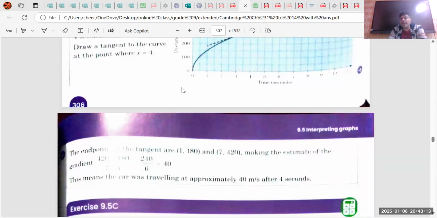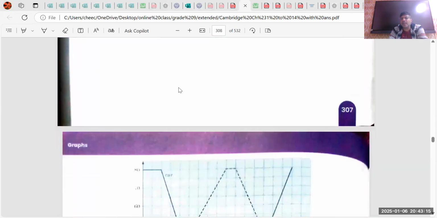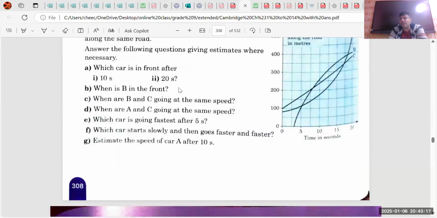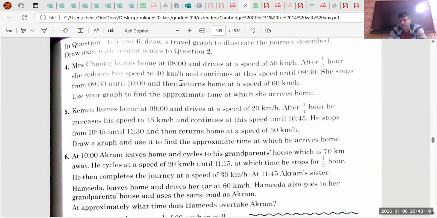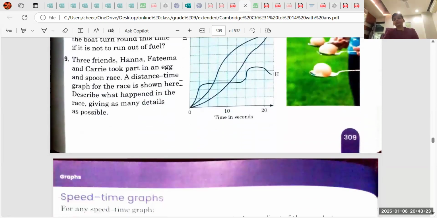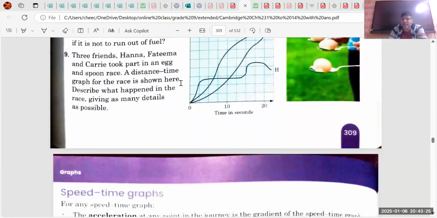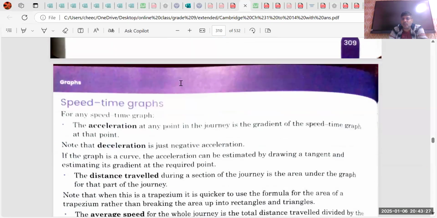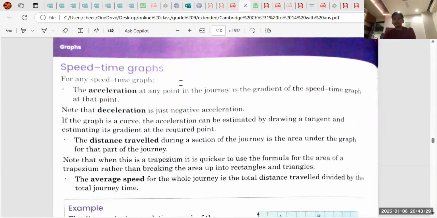Now, what will I get if I find the gradient of a speed time graph? What would I get then? Sir, the speed. If I find the gradient of a speed time graph, then what do I get? Sir, acceleration. Acceleration. So please read, Tanish.